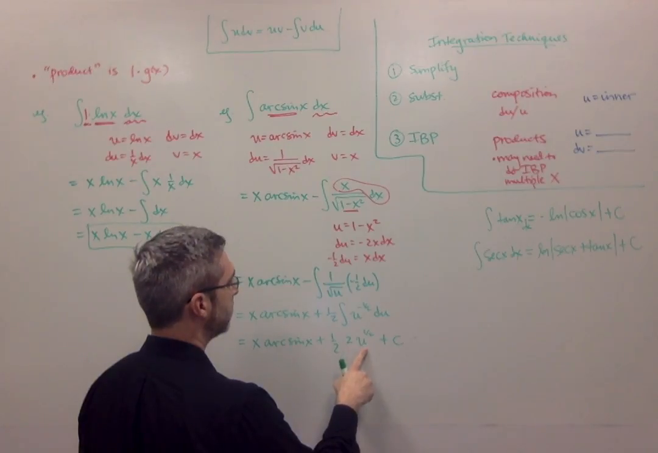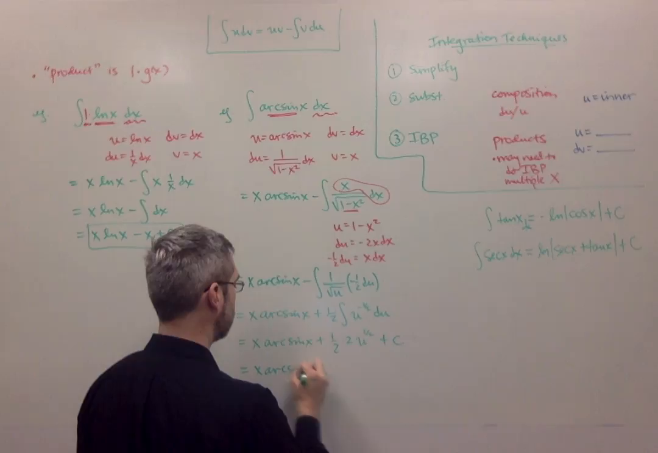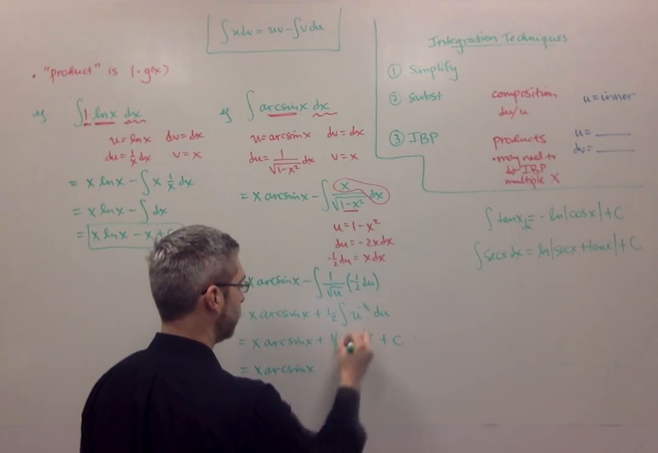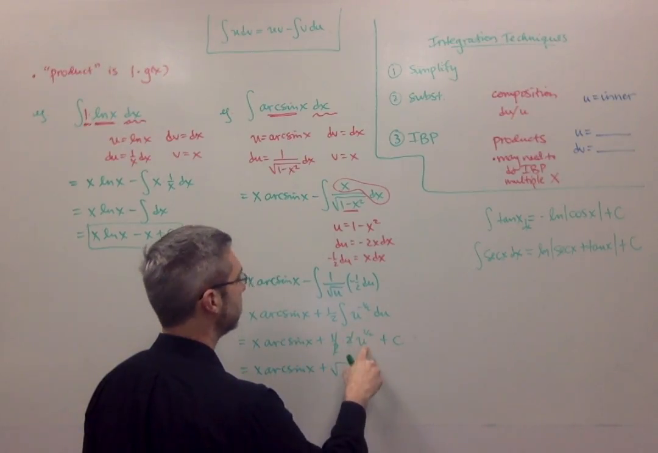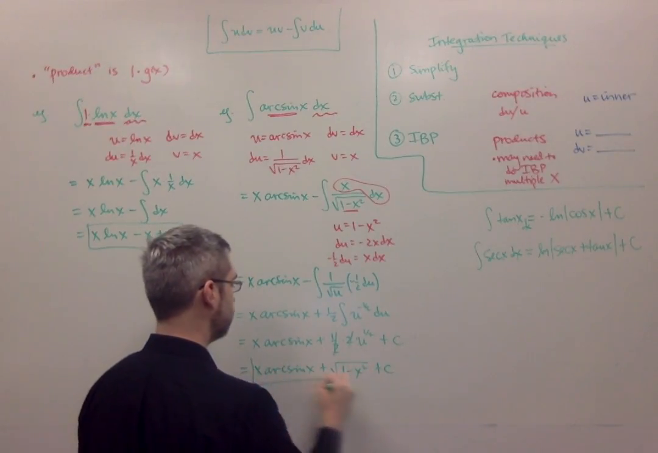And now I just have to substitute back in. Okay, the 1/2 and the 2 cancel. So I get square root of u, and u is 1 minus x squared. Done.